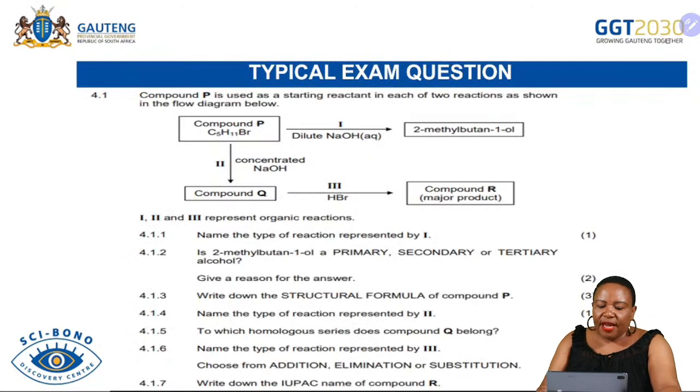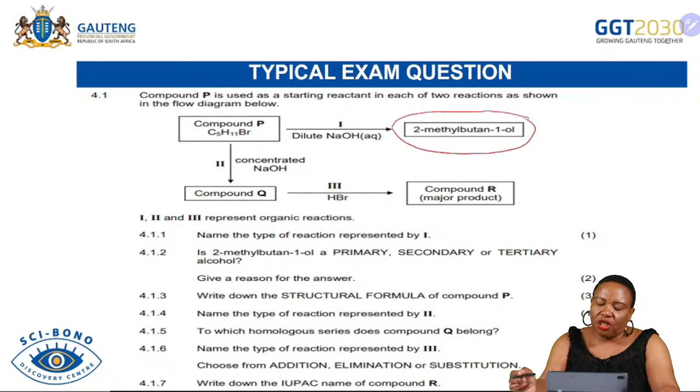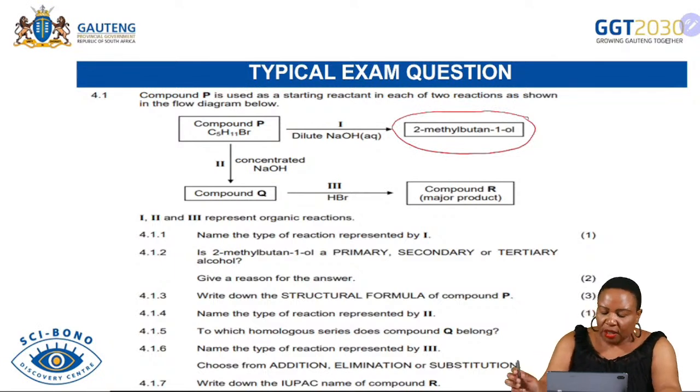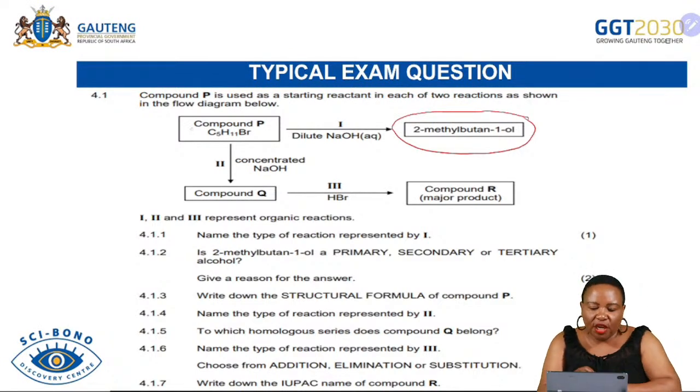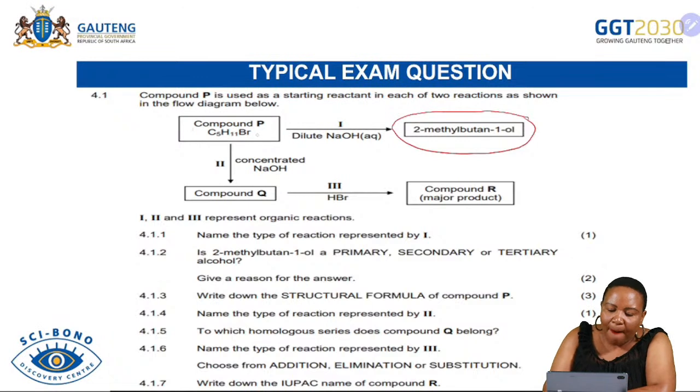Then this one is also giving you a flow diagram. This one now is using a branched alcohol. Now, what you're going to do here: compound P is used as a starting reactant in each of the two reactions. I wish we can do this up to the end. Now, when you look at compound P, we don't know what compound P is, but we know that it has 5 carbons, 11 hydrogens, and a bromine.